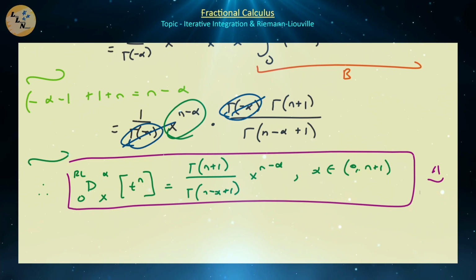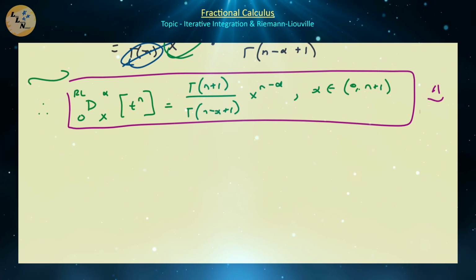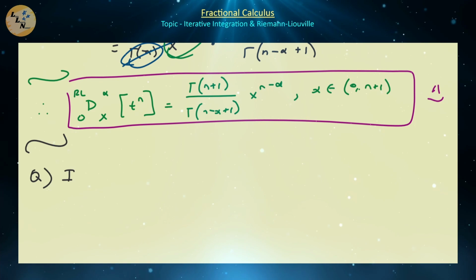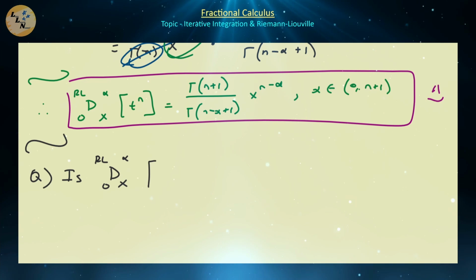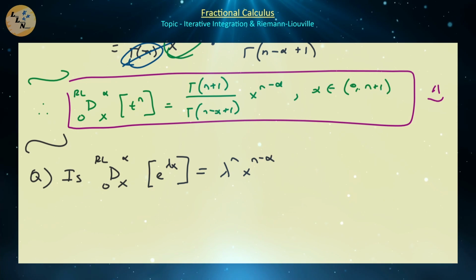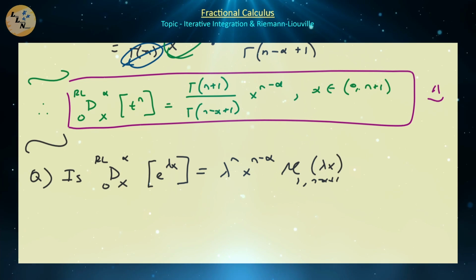Now there's one other thing we haven't proven, because notice that we were able to prove a very special relationship for the derivative of an exponential function. So let's just formally state that. Is the Riemann-Liouville fractional integral of order alpha from 0 to x of e to the lambda x equal to lambda to the power of n, x to the n minus alpha, times the Mittag-Leffler function with parameters 1, n minus alpha plus 1, evaluated at lambda x for some given alpha?